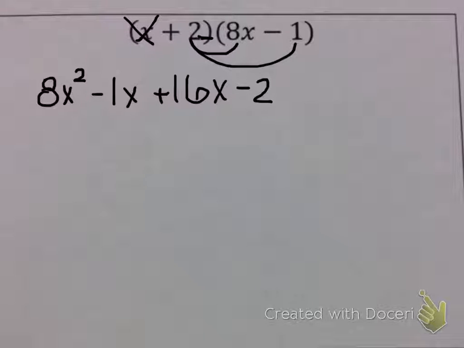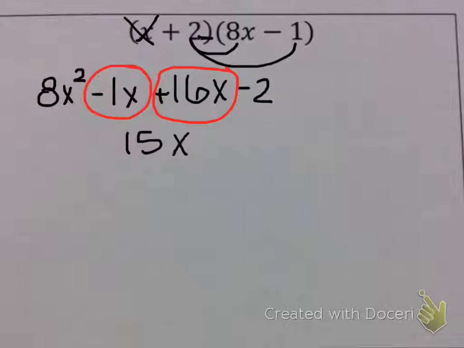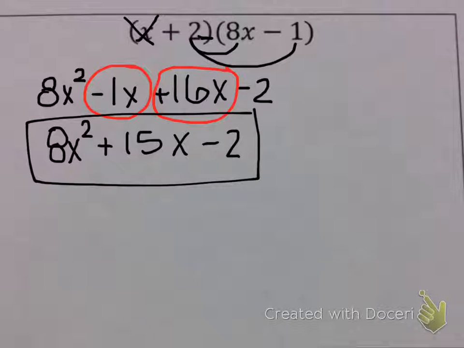And then what we're going to do to finish this problem off is combine our like terms. So we're going to combine this negative 1x and this positive 16x, which gives us 15x. And then we're just going to drop our negative 2 down and our 8x squared down. And that is the answer to this problem.